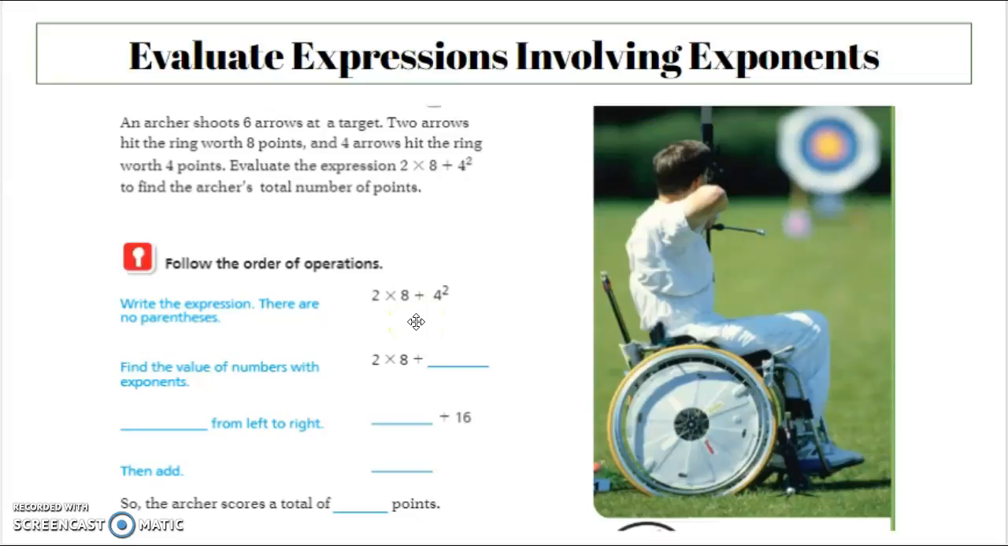So then we go to exponents. Well, we have 4 squared. So it says find the value of numbers with exponents. So 4 squared is 4 times 4, and that equals 16. And then let's look. We have multiplication, so we're going to multiply.